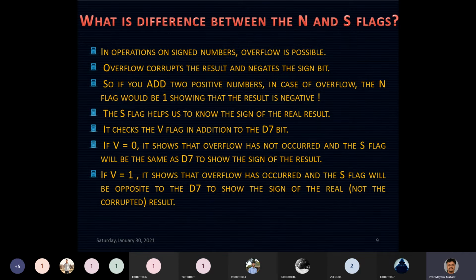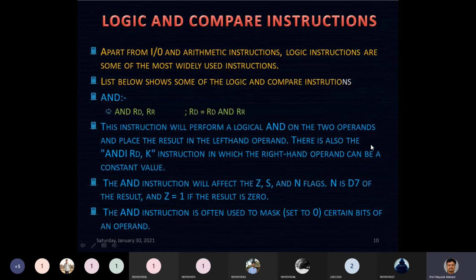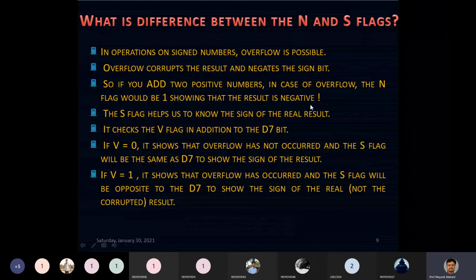This shows the sign of the real result, which is not corrupted. So if the V flag is raised, then we need not depend upon the N flag for the sign of the result. We need to check our S flag. That is the main thing. These are the things you need to take care of when you are carrying out signed number arithmetic.